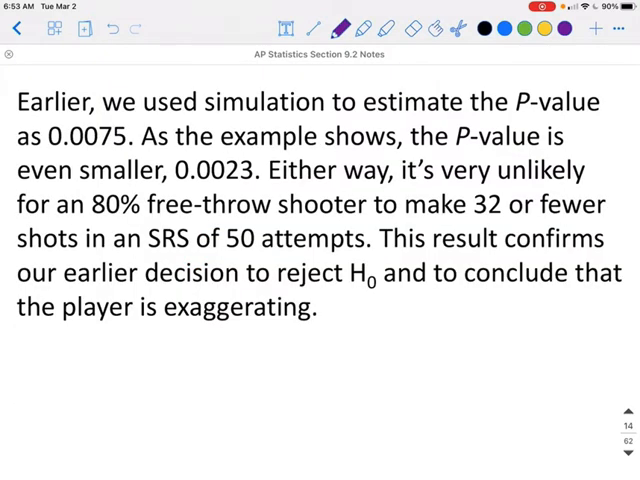Earlier, we used simulation to estimate the p-value as 0.0075. As the example shows, the p-value is even smaller at 0.0023. Either way, it's very unlikely for an 80% free throw shooter to make 32 or fewer shots in a simple random sample of 50 attempts. This result confirms our earlier decision to reject the null hypothesis and to conclude that the player is exaggerating.